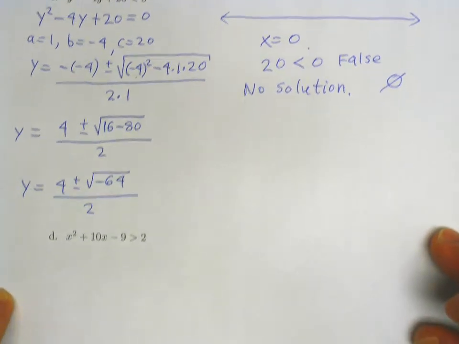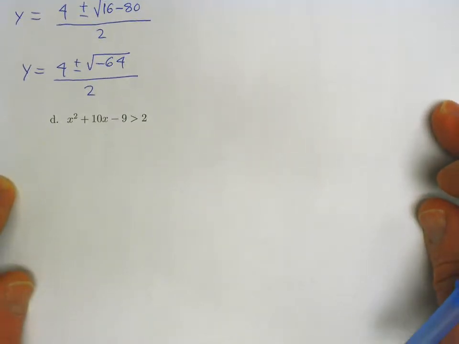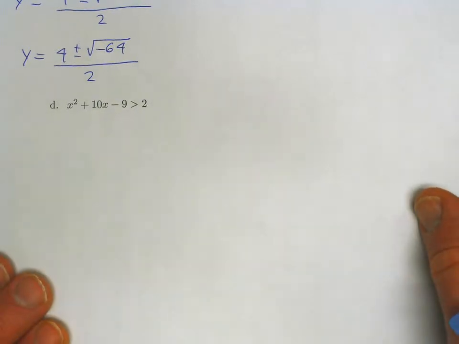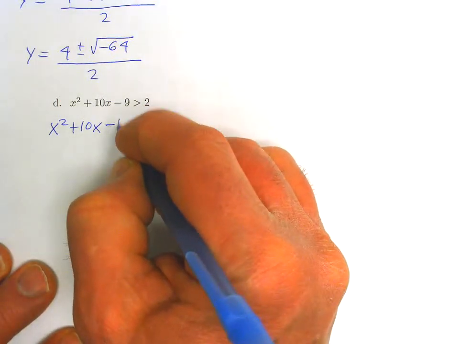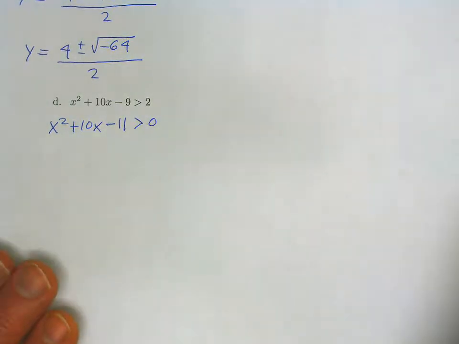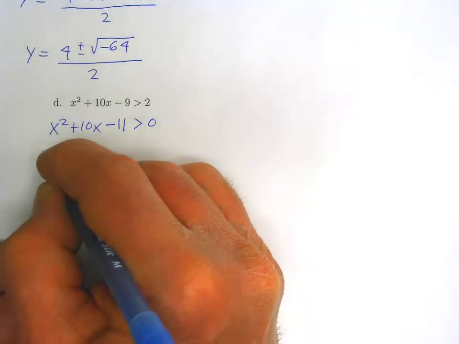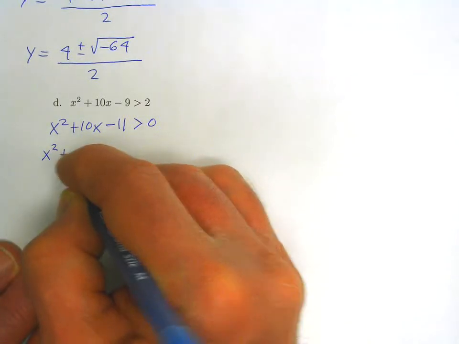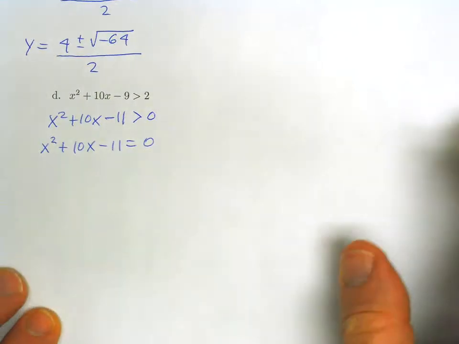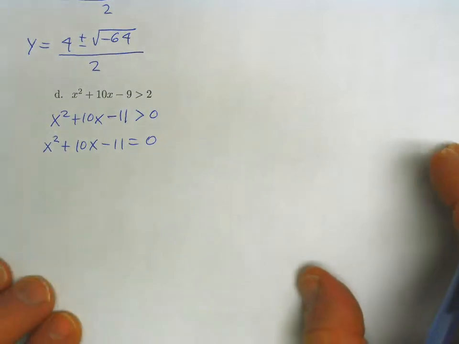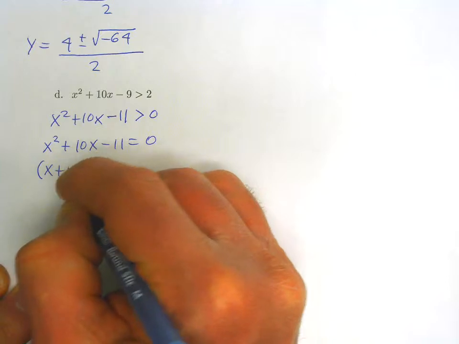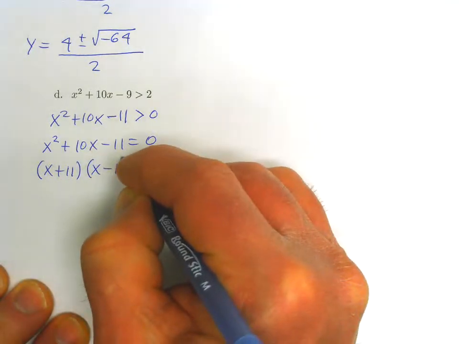Okay, down here on the left, x squared plus 10x minus 9 is greater than 2. Subtract 2 from both sides. x squared plus 10x minus 11 is greater than 0. Okay, so we want to solve the equation x squared plus 10x minus 11 equals 0 to see if there are any endpoints. Well, this one we can solve by factoring. One factor is x plus 11. The other factor is x minus 1.